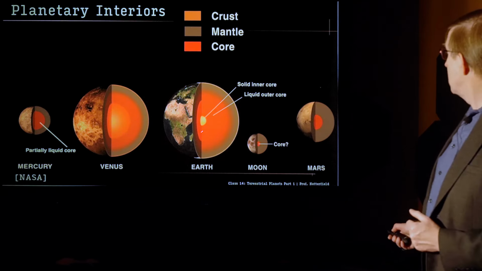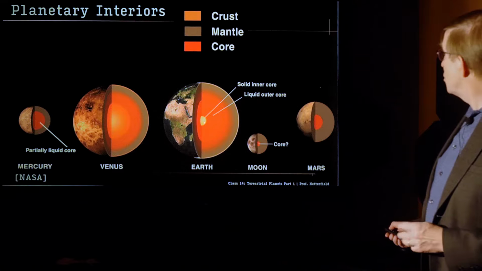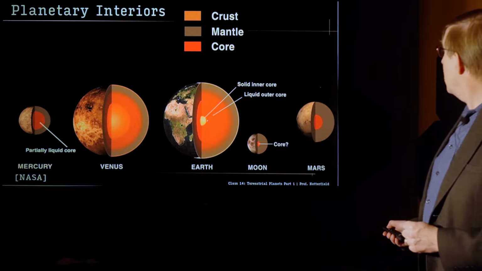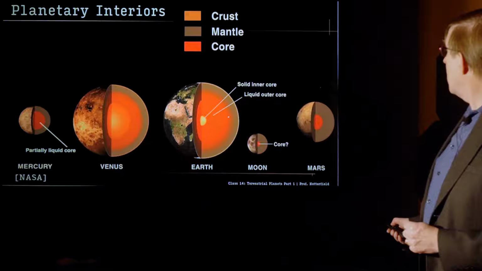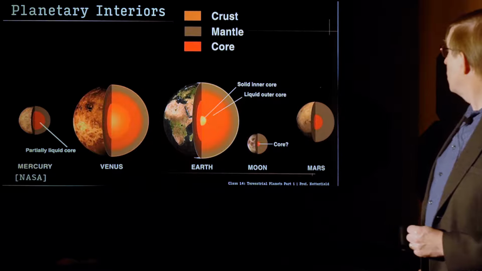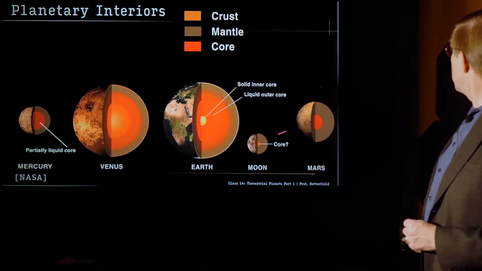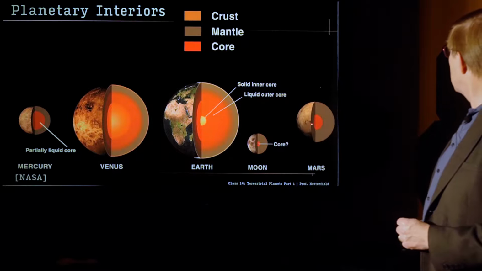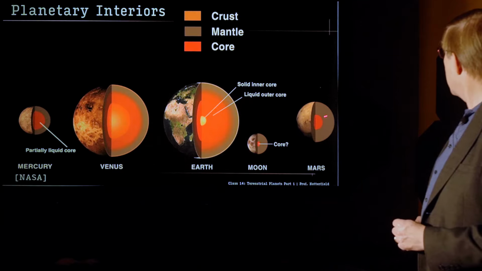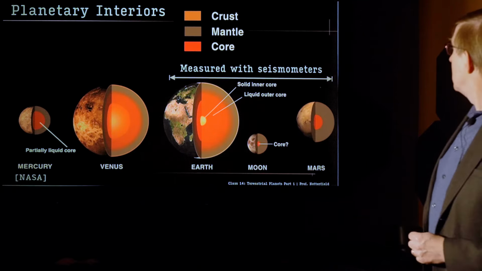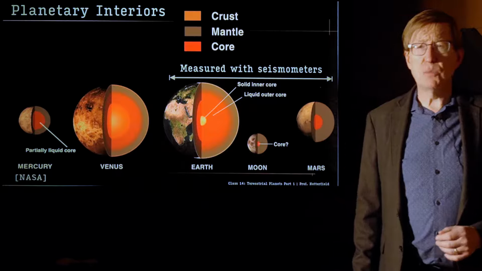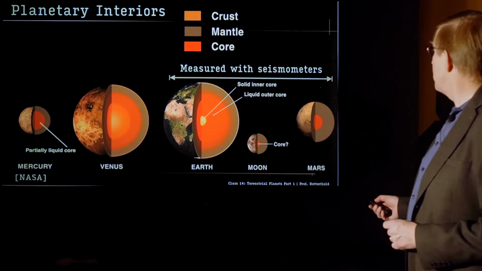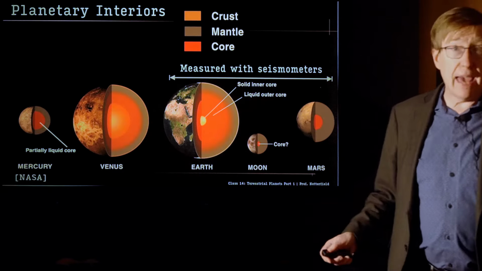We've got the Earth. It's got a hot, solid inner core, a liquid outer core, and then a mantle made of hot rock. You also have the Moon and Mars. Mars has a core, probably, but a cool mantle, and Mercury has a core and a cool mantle. These planets have been measured by seismometers, in places where we've landed spacecraft.